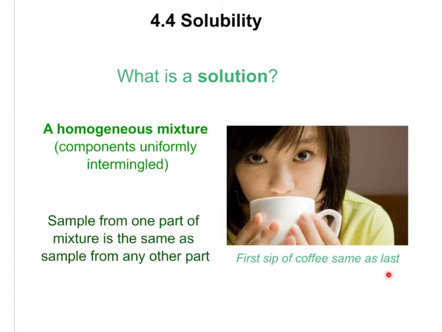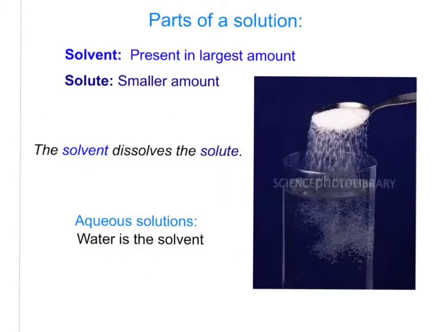Here we have a person drinking some coffee. Their first sip of coffee is the same as the last. That would be homogeneous. It would be a solution. Let's look at the parts of the solution.